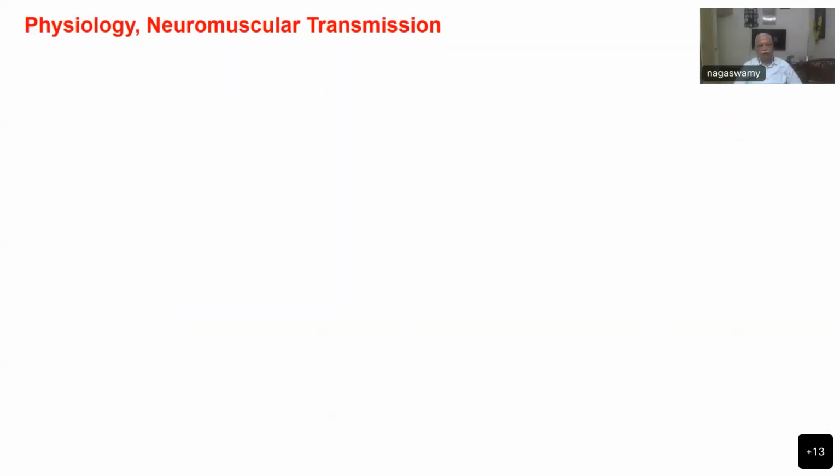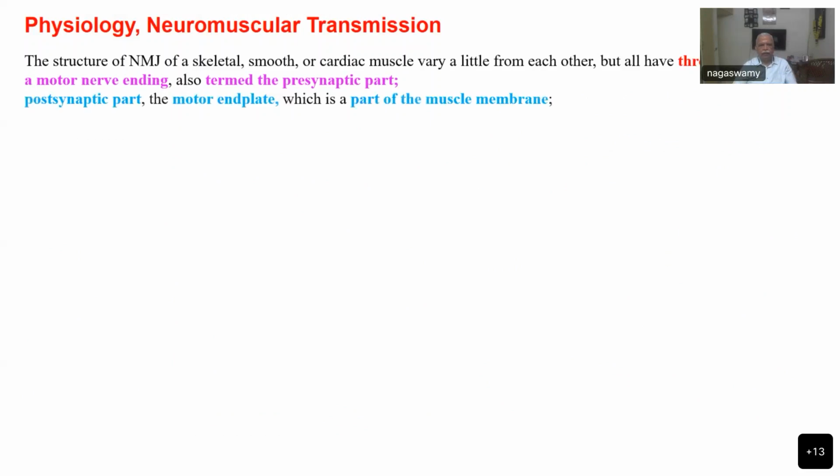First part is the physiology part, physiology of neuromuscular transmission. The structure of neuromuscular junction of a skeletal muscle, smooth muscle, cardiac muscle vary a little from each other, but all of them have more or less the same structure. There is a motor nerve ending, which is termed as the presynaptic part. There is a postsynaptic part, which is made up of motor end plate or part of the muscle membrane. And between these two, there is a cleft, which is called the synaptic cleft.